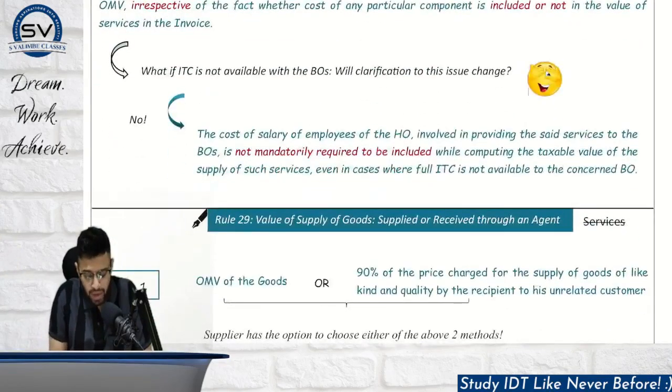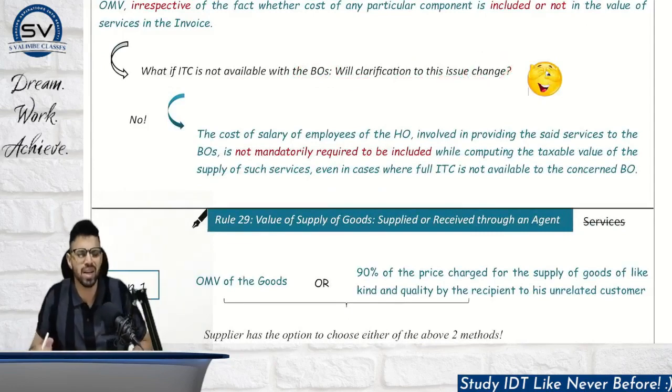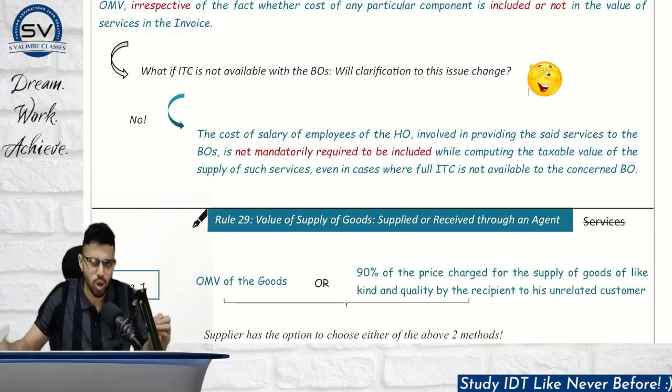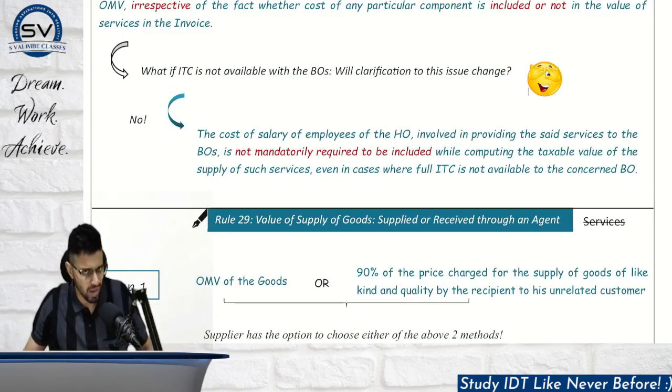But now what if ITC is not available with the branch office? Will the clarification to this issue change? The answer is no. Still the government said that okay, no worries, even if you are not including each and every cost in the calculation of your value of services, we will still allow it. Why?